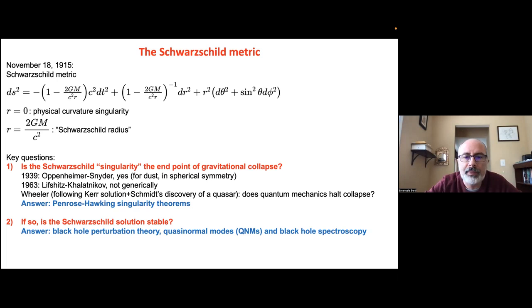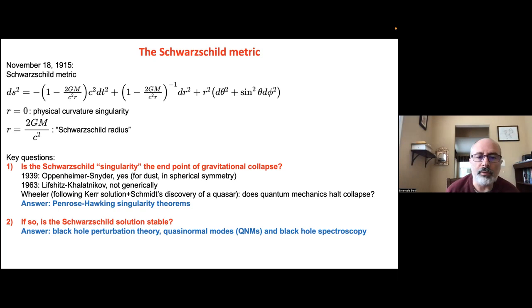And this question was addressed in a more physical context later on by Wheeler, using tools from nuclear physics, and with the motivation that by that time the Kerr solution had been found and there was the first observational evidence for what we now know are supermassive black holes. And eventually, as you all know, it was solved through the Penrose-Hawking singularity theorems.